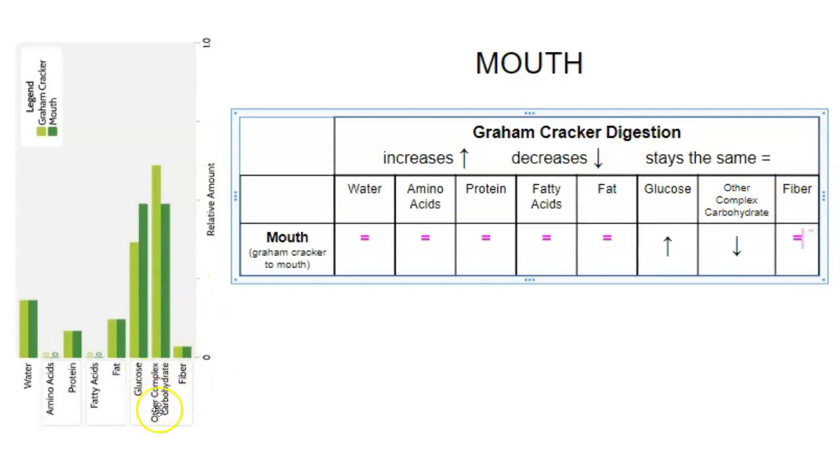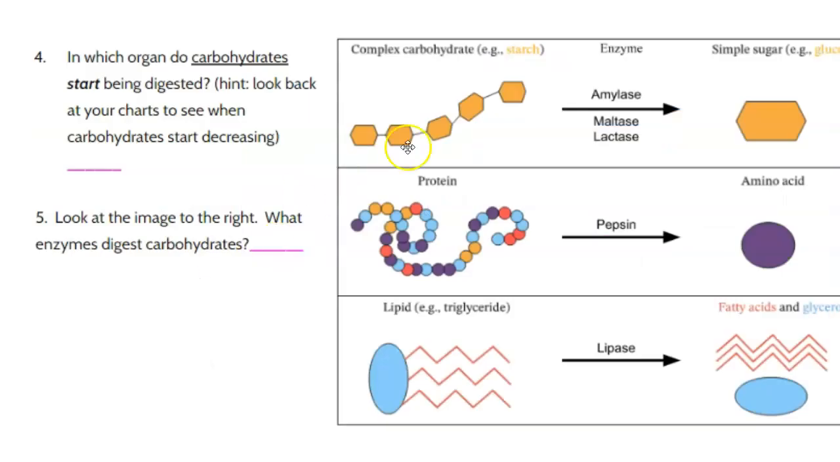Why might my complex carbohydrates be decreasing and my glucose increasing? Well, these molecules, I'm going to skip down a little bit, but if you take a look, this is a complex carbohydrate and my sugar. So when my complex carbs decrease, they're being broken down to create more sugars. That's why my sugars increase.